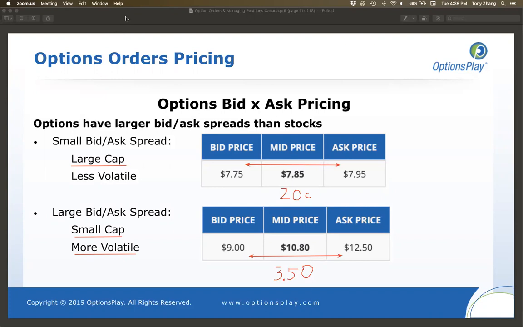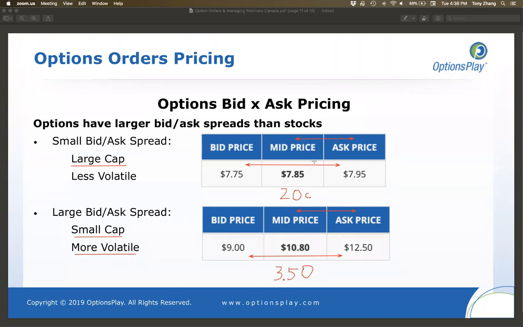And what you really want to look at is the distance between the mid price and the order that you're trying to execute. So as you can see, the difference between the mid price and the asking price here is 10 cents. The difference between the mid price and the asking price here is $1.75. 10 cents versus $1.75. So the further away the ask price is from the mid price, the more you're effectively paying to execute this order.